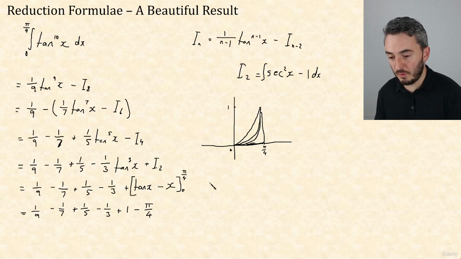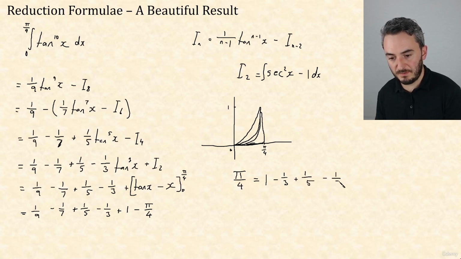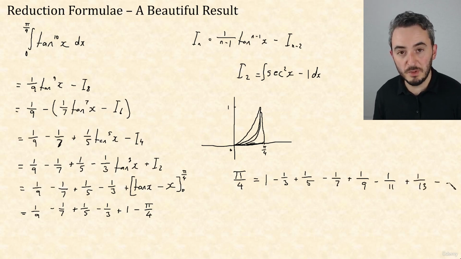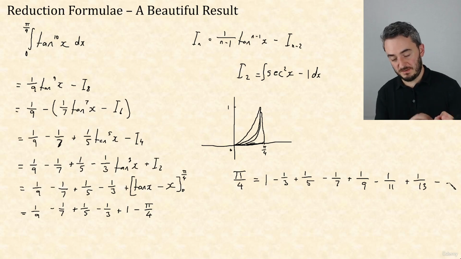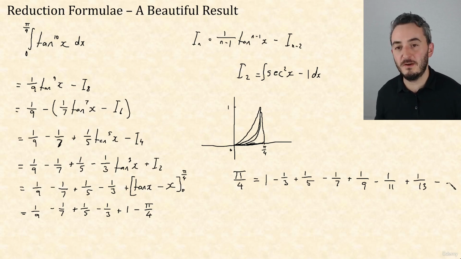Add pi over 4 to both sides, and we end up with pi over 4 equals 1 minus a third plus a 5th minus a 7th plus 1/9 and so on. And if we continue this forever, lo and behold, that's pi over 4. A beautiful, beautiful result. This sequence of fractions converges incredibly slowly to pi over 4, but you get there in the end. I think it's a lovely result.